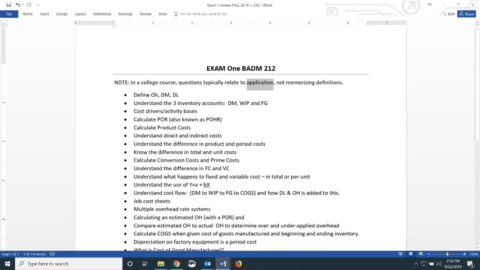So instead of saying define overhead, sometimes called manufacturing overhead, in a college course, instead of saying which of the following is the definition, as an application we might say how do you calculate overhead? Or a question might say which of the following costs is an overhead cost? So let's go through this list, see if I can help you one by one. A lot of narrative, and hopefully we'll give you some good information to help you study for the test.